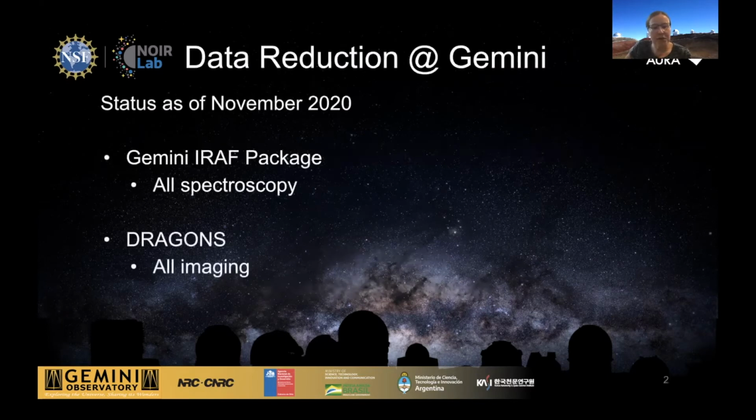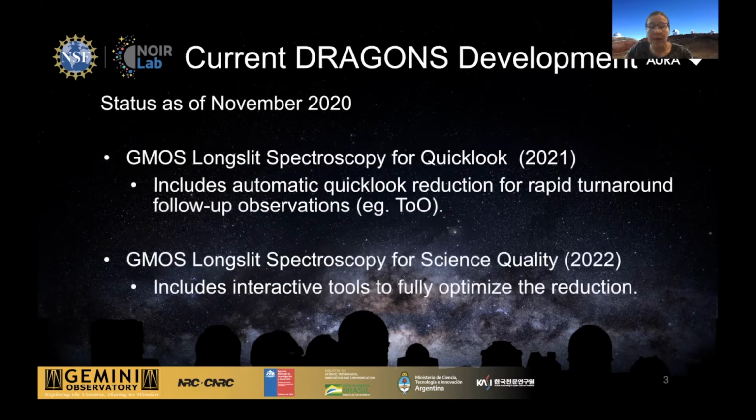First, I would like to give you a bit of an idea of the current status. If you are doing spectroscopy, beware that right now you have to use the Gemini RF package. Dragons does not support spectroscopy. Dragons does support all the imagers. Any of the imagers use Dragons. That being said, we are working on long slit spectroscopy. It's just not ready yet.